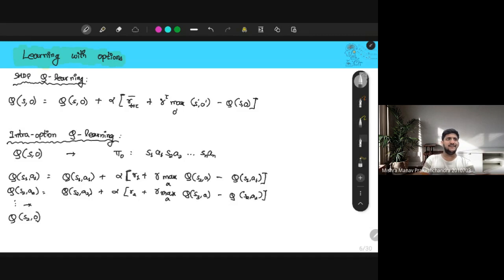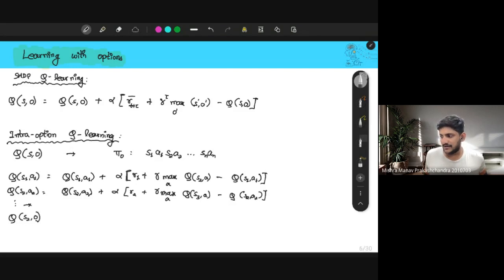It turns out this can be done if the option that we are following is a Markov option. Okay, so if it's a Markov option, turns out we can also update it for all the corresponding states that lie within that particular option. For a semi-Markov option, this update is not possible, right?